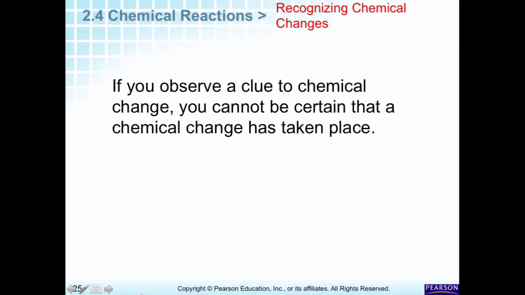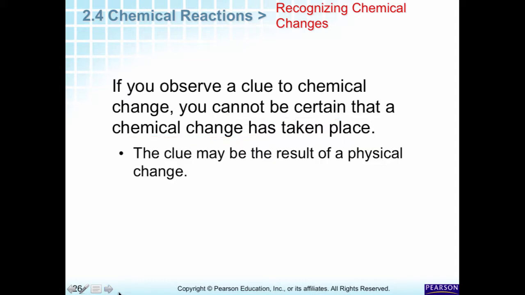Now, these are clues, but it's not a certainty. Okay? You cannot be certain. And this is a cautionary tale. It could be a result of a physical change. What do I mean by that?